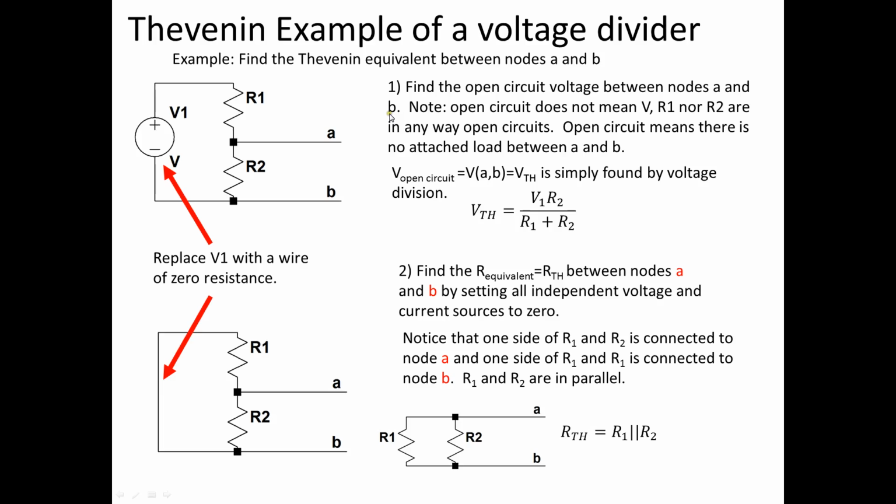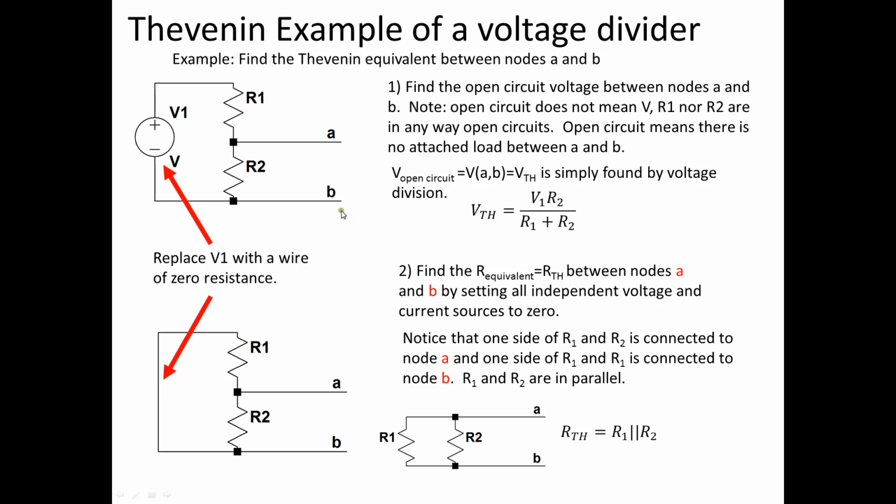So what's the first thing we do when we Thevenize a circuit? We find the open circuit voltage between nodes A and B. What open circuit voltage means is not that this resistor is open circuit or that resistor is open circuit, but that there's no RL, or resistive load, between A and B. So what is the voltage from A to B? It's simply the voltage divider equation. So the Thevenin voltage is equal to the voltage divider equation.